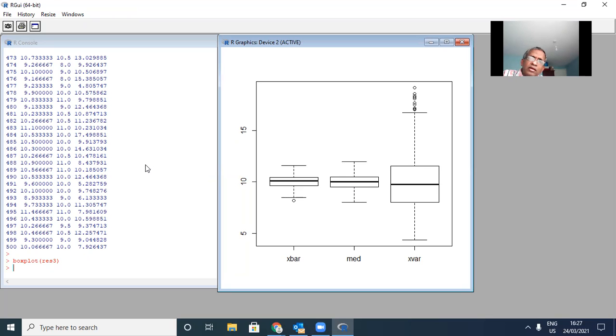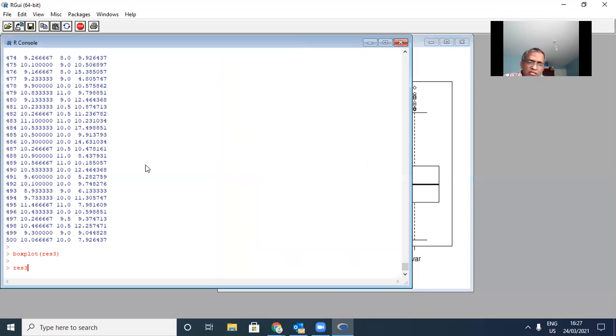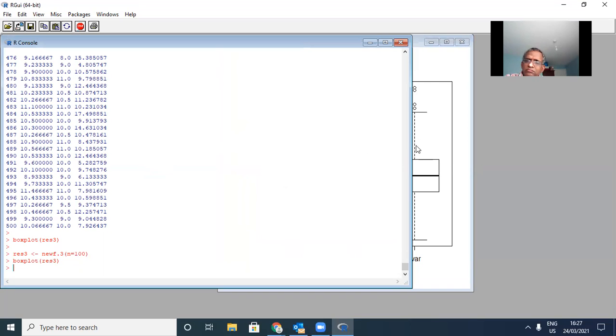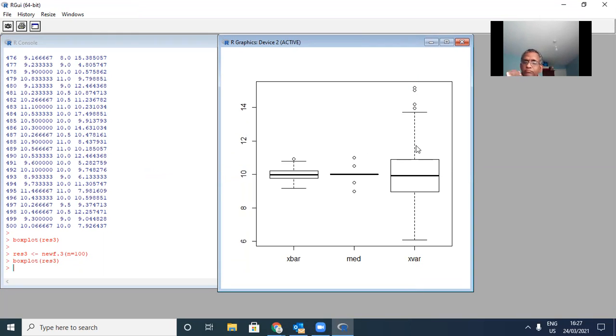In this case, I took n to be 30. Now let me take n to be, say, 100, and do the box plot again. And this is what you see. Once again, the variability is largest for the sample variance. The one in the middle looks weird, and let me explain why.